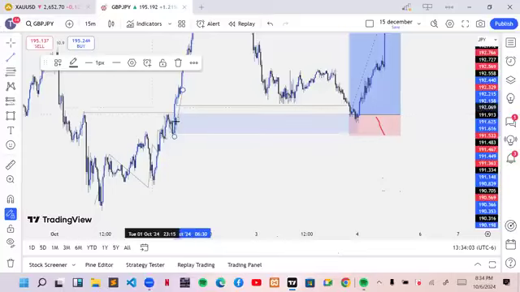If it was a market structure shift, this is what would happen. The market would change direction to the downside. But since it was a break of structure, the market continued to the upside. So it was maintaining its current trend while still breaking a key level in the market. That is the difference between a market structure shift and a break of structure.